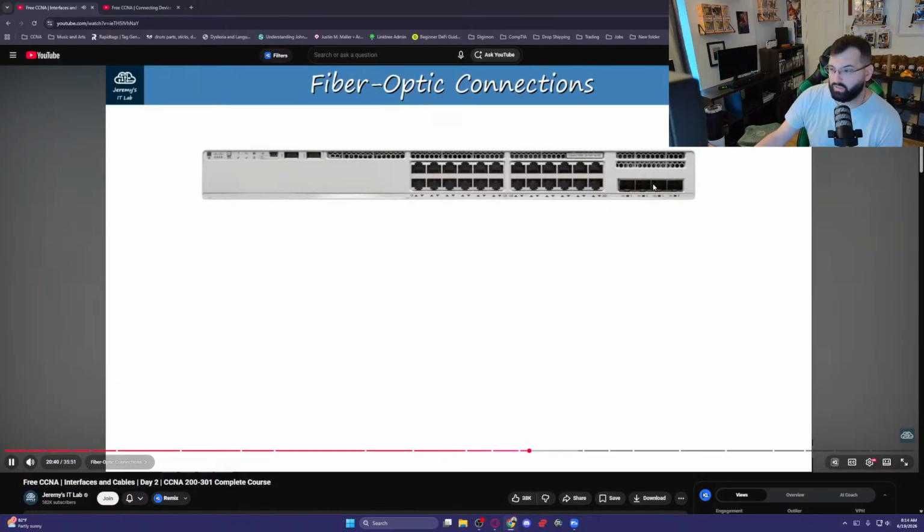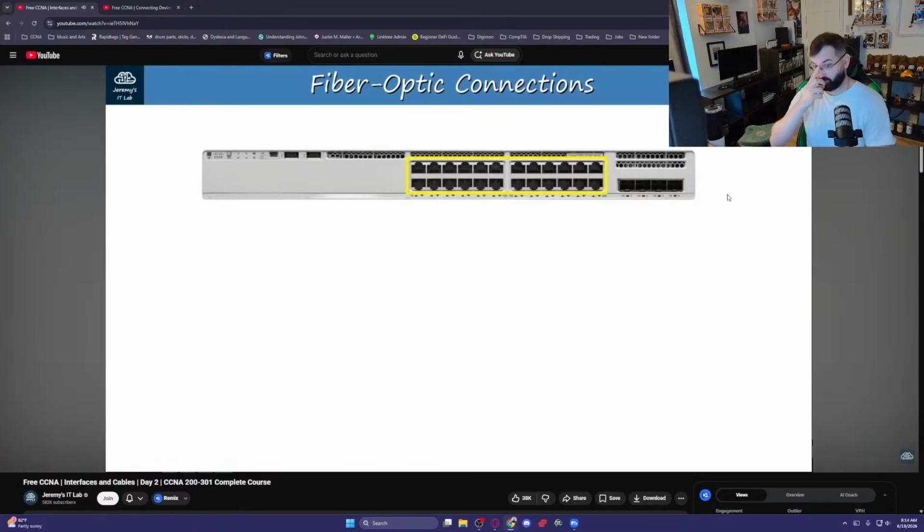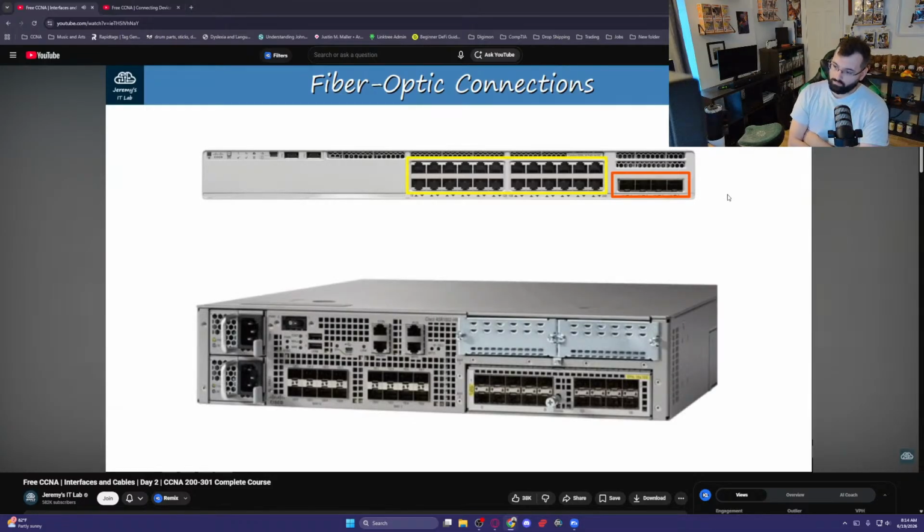Look at this Cisco switch here. It has 24 ports for RJ45 connectors. These are the ports you would connect a copper UTP cable to. But what about these 4 interfaces? Take a look at this Cisco router also. It only has 4 RJ45 ports. The rest of them look like those other 4 ports on the switch.